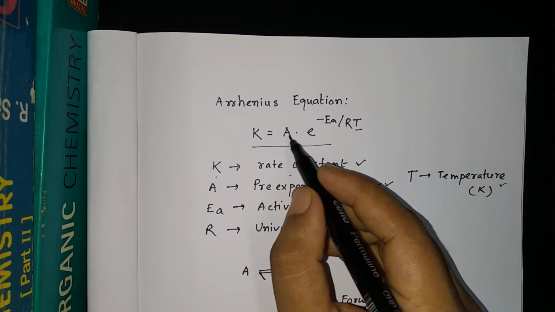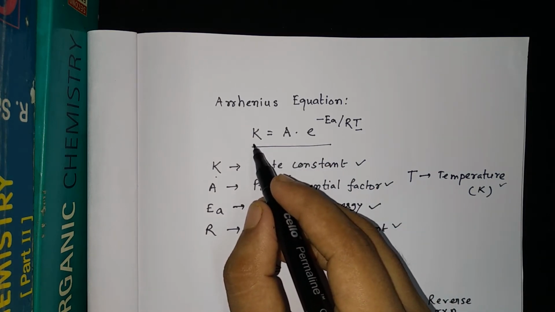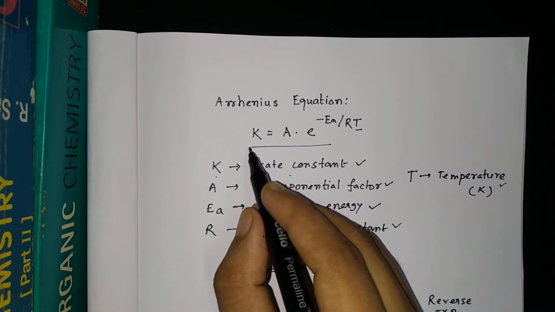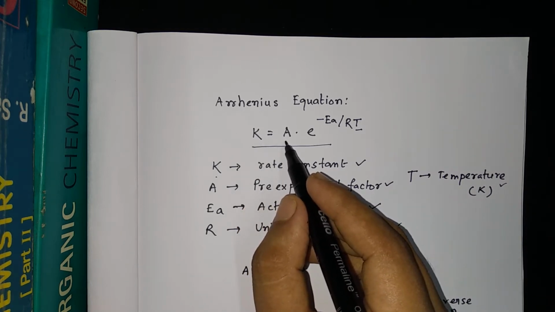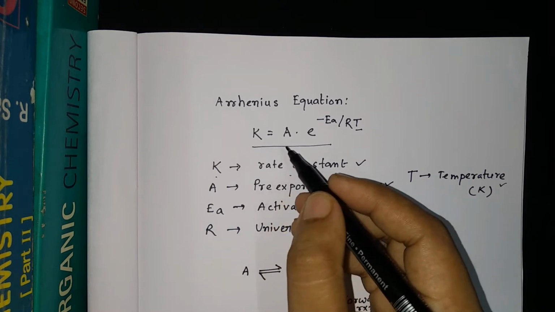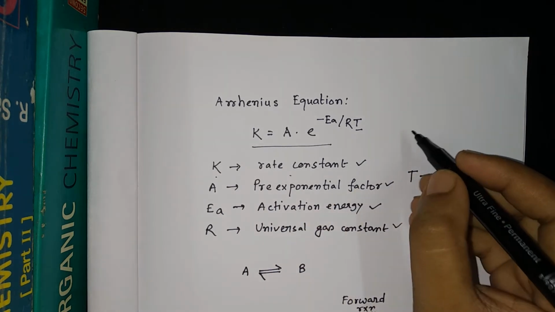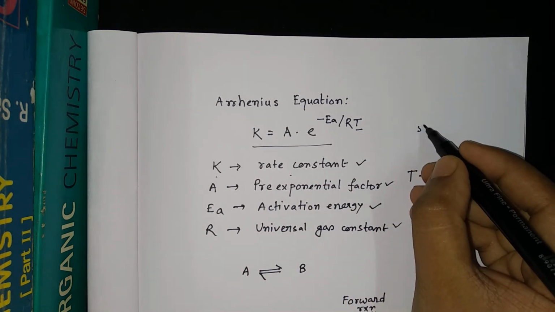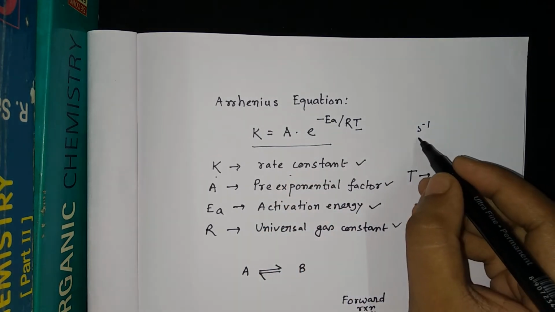Here A is the pre-exponential factor which has the identical unit with K, the rate constant. And if the order of the reaction changes, then the unit also will change. Suppose for the first order reaction, the unit of the rate constant is second inverse, and therefore the unit of A is also second inverse.